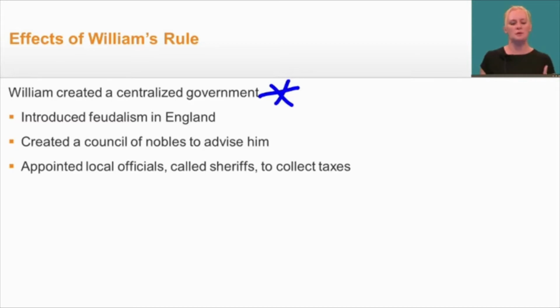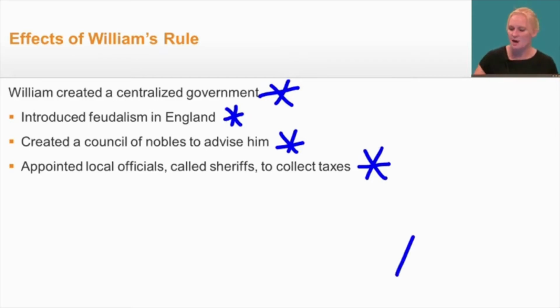Now, William created a centralized government. He introduced feudalism in England, which was, remember, where nobles would grant land to a vassal, and they would develop a manor system where they had lots of people that served them in exchange for protection. He created a council of nobles that would advise him in his rulings, and he appointed local officials called sheriffs, and it was their job to collect taxes.